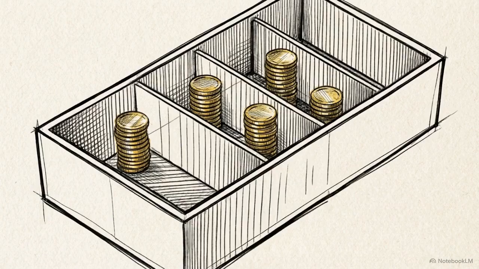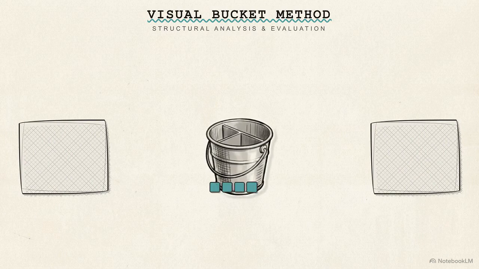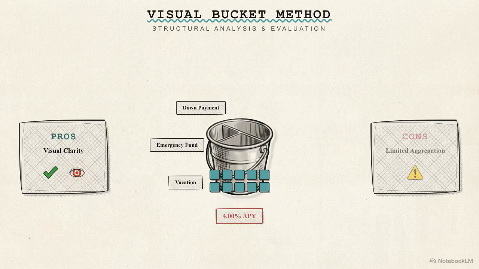Let's look at the first architecture, the visual bucket method, used by banks like Ally. This matrix maps out the options. The bucket strategy requires you to manually configure up to 10 digital sub-accounts within a single savings account. This chart shows that by doing this, you gain immediate visual clarity on distinct goals, like a down payment versus an emergency fund, while still earning a competitive 4% APY on your total balance.